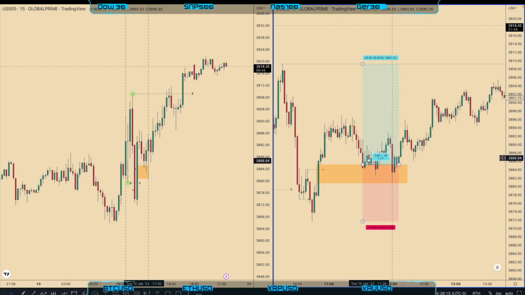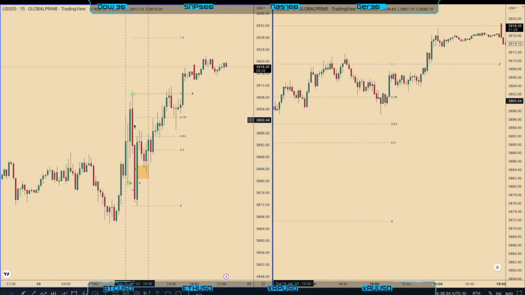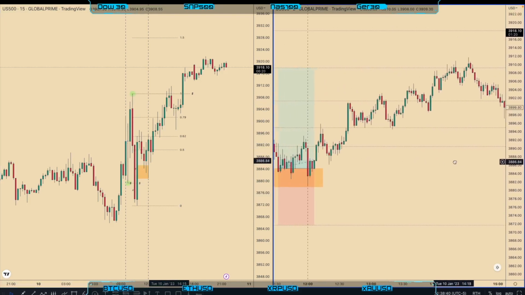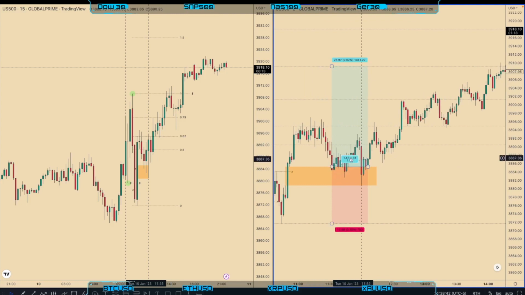In that case, you're going to measure the manipulated range, the range that sweeps liquidity, and then look to target the standard deviations off of the manipulated range. So let's go over that. Here's the manipulated range. We know this is the manipulated range because we have two bearish candles that push to the downside and end up sweeping liquidity. Once that liquidity is swept, we have a decent buy opportunity.